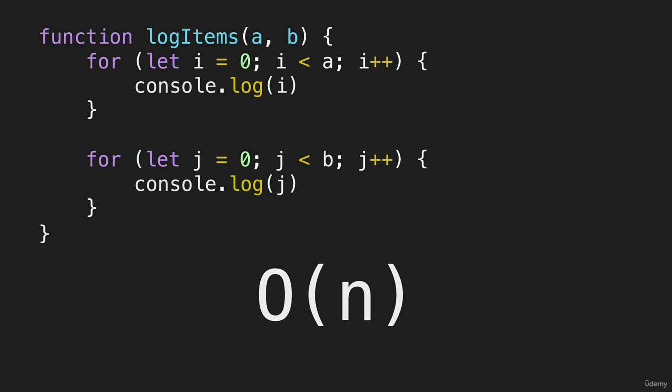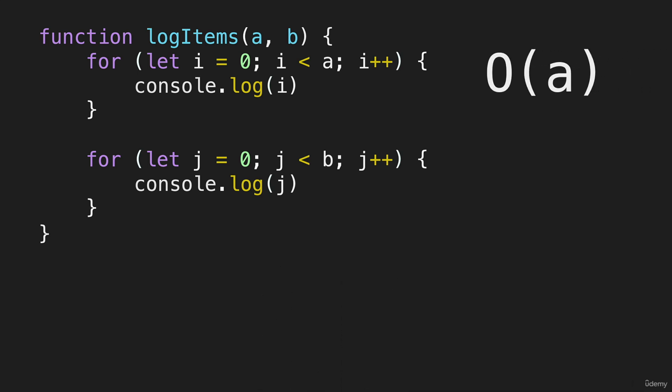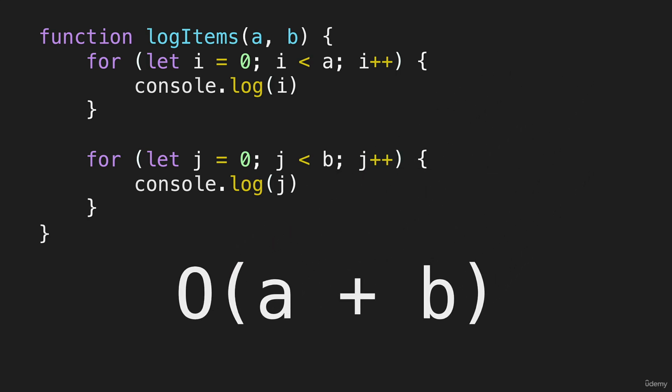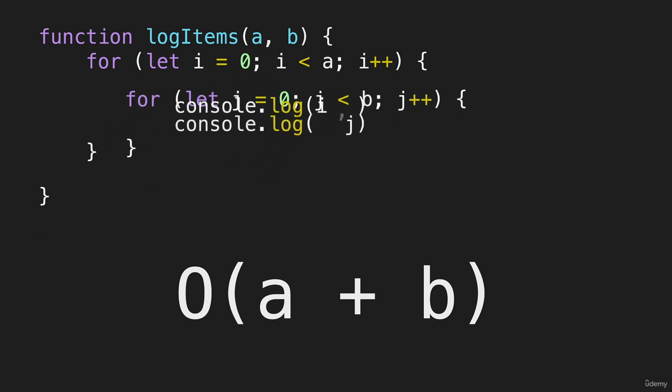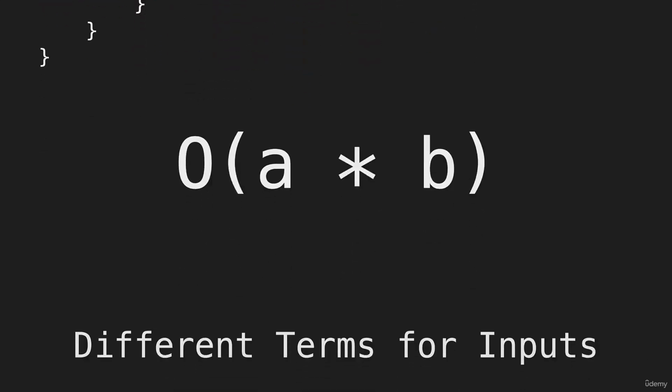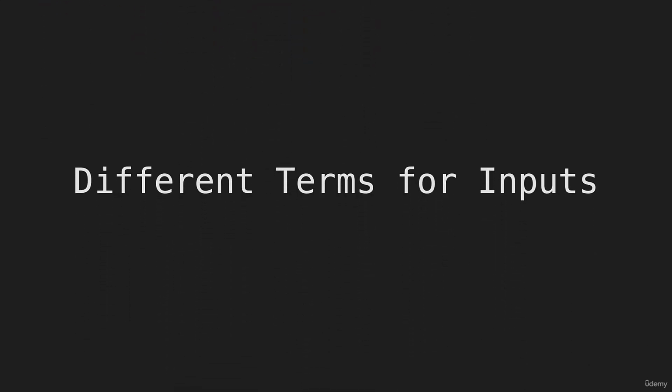So what you have to do is say the first for loop is O of A, or whatever the variable might be, and the second one is going to be O of B, and when you add these together, O of A plus B is as far as you can simplify this. Similarly, if these were nested for loops, this would become O of A times B. You can't use n, you actually have to use different terms for inputs.